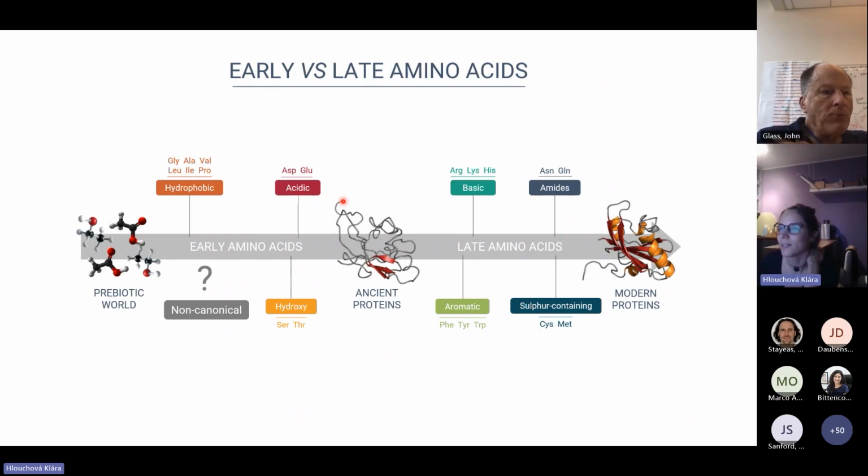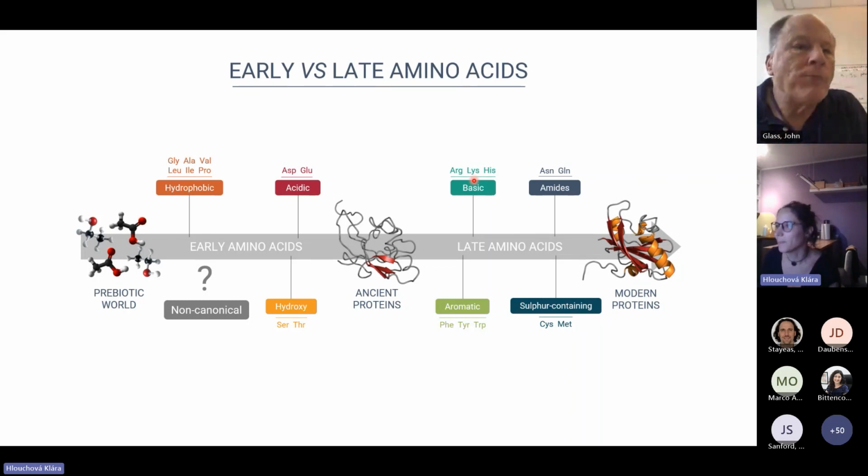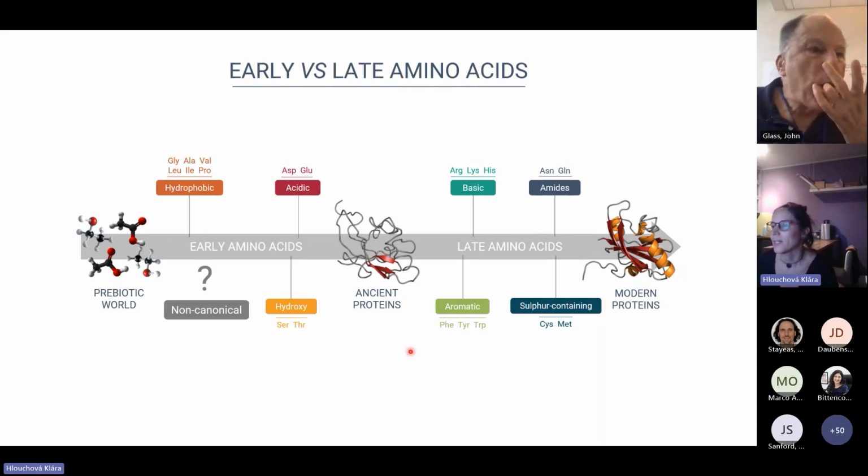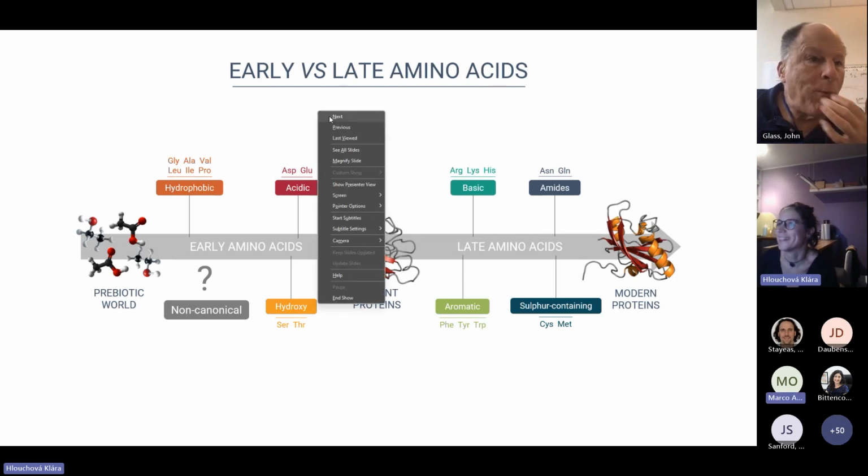And these simpler amino acids were probably here since the prebiotic Earth environment. The more complex late amino acids, on the other hand, seem to require biosynthesis, so some level of metabolism already around. Okay, and I know why I have to click this.